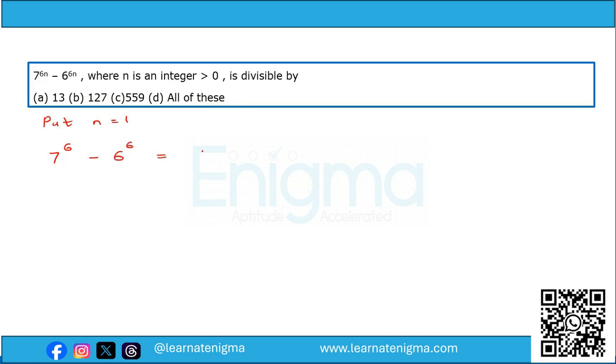Now, we can write this down as 7 raised to 3 whole square minus 6 raised to 3 whole square. So this is like a square minus b square. So therefore, we can factorize it as 7 raised to 3 plus 6 raised to 3 into 7 raised to 3 minus 6 raised to 3.